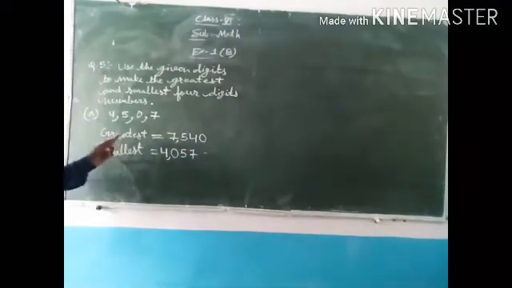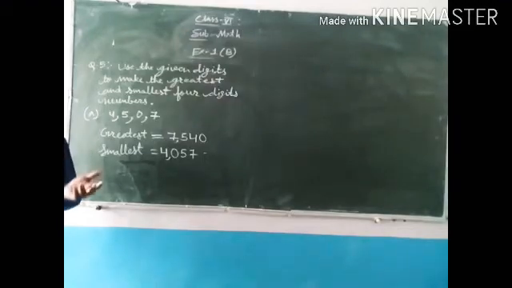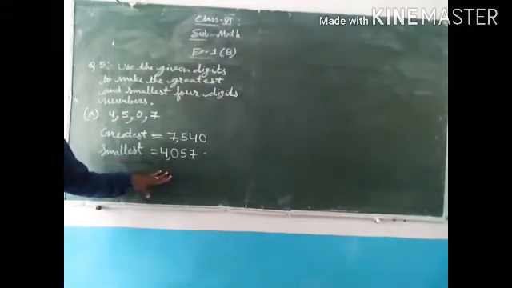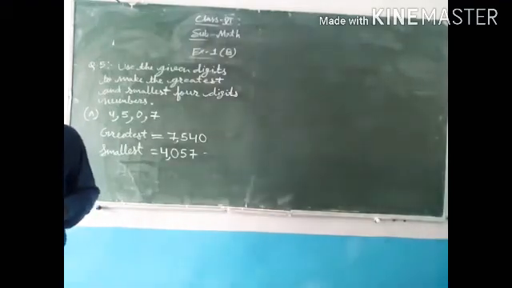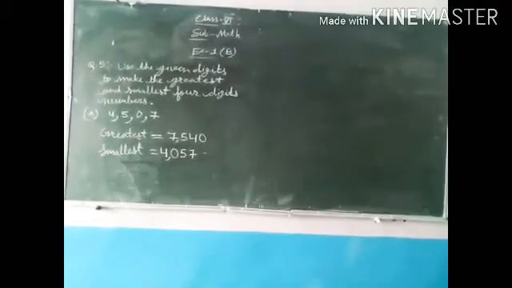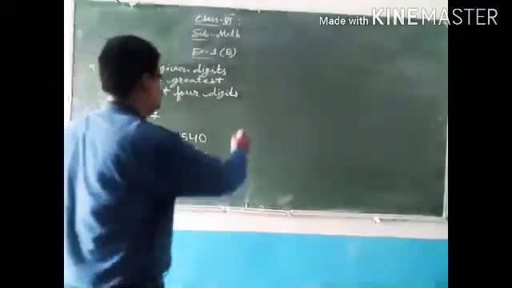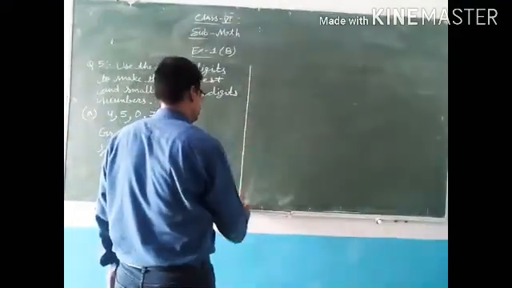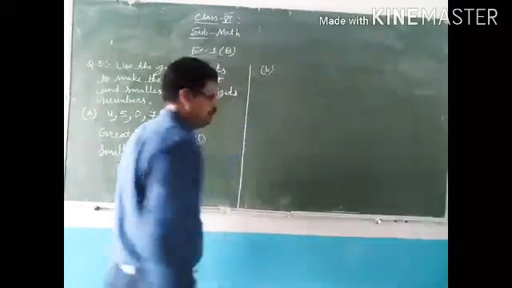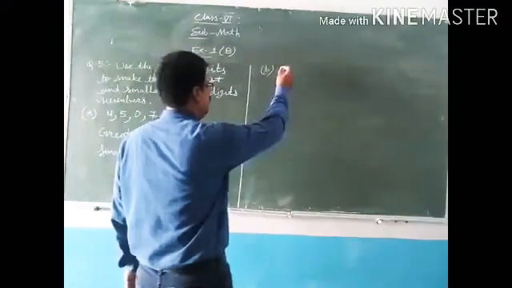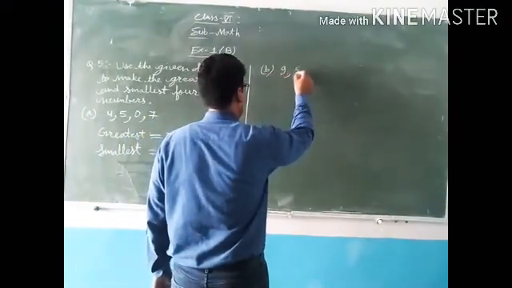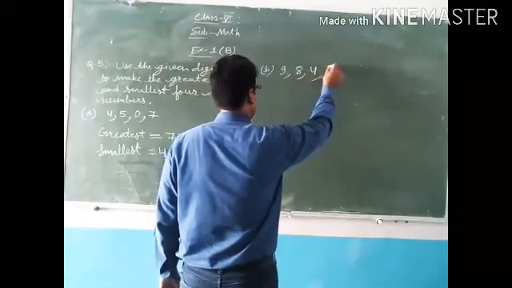So how to make the greatest number? By writing the digits in descending order, and to make the smallest number we write the digits in ascending order. Understood? So let me see another question also. B part: 9842. 9, 8, 4 and 2.